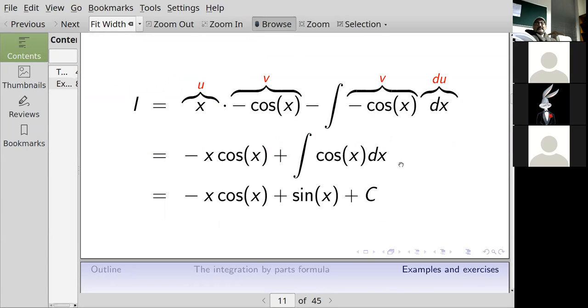And so that's equal to minus x cos of x, plus integral cos of x dx. Now I still have an integral to do, but now I've got an easier integral to do. Before I had x sine of x to integrate. Now I just have to integrate cos of x, and I know what the antiderivative of cos of x is. So that's minus x cos of x plus sine of x plus c. Remember, you started with an indefinite integral. You will have to have a plus c at the end.